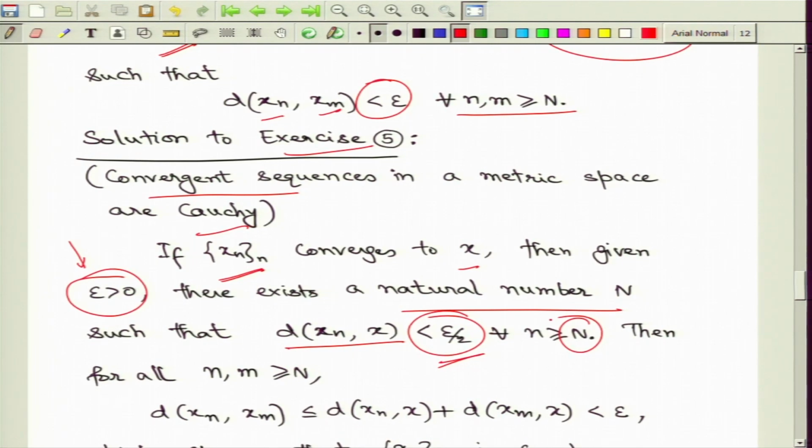But now, given that number capital N, we make this observation that for all terms after that stage capital N, if you look at the distance between the terms, we apply the triangle inequality which we discussed a few minutes ago, and we will see that the distance between any two terms can be dominated by the distance of the nth term from x with the mth term from x. So, if you add up these two quantities, then that quantity is an upper bound for the distance between the nth term and the mth term.